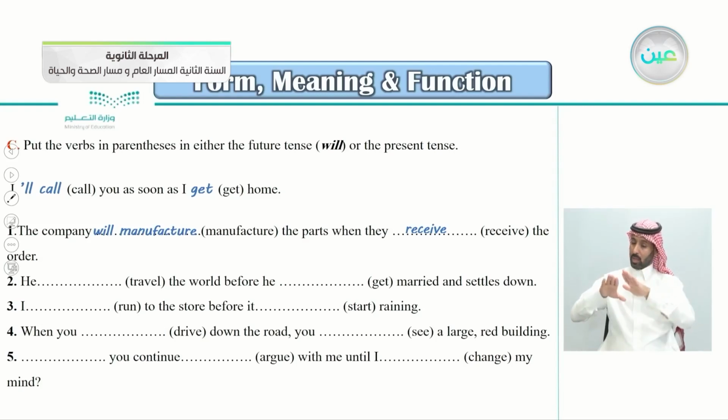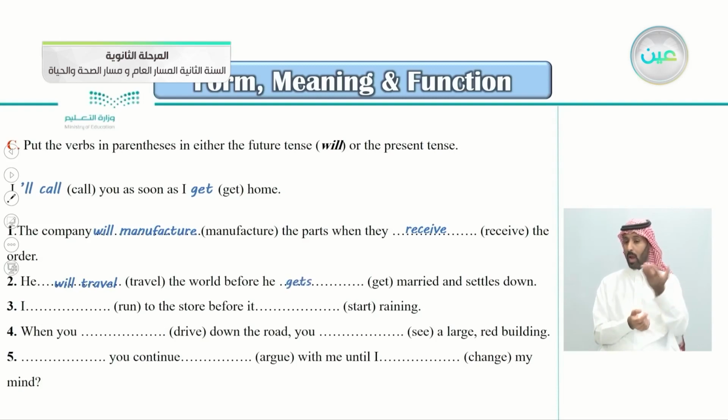Number two, he travel the world before he get married and settles down. Let's see the answers here. He will travel the world. This is the main clause, and the time clause, before he gets married. Yes, gets with an S, married and settles down. Very good.